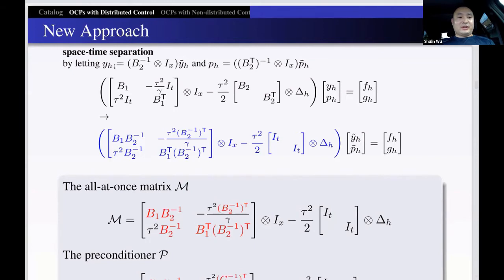To introduce the preconditioner, we need to do the space-time separation. This is the original KKT system, but the time discretization matrix and the space matrix are mixed. So we need to do space-time separation. It's simple to use a variable transform, and the new KKT matrix is as follows. Just invert this matrix and get the new matrix M. So the preconditioner P.